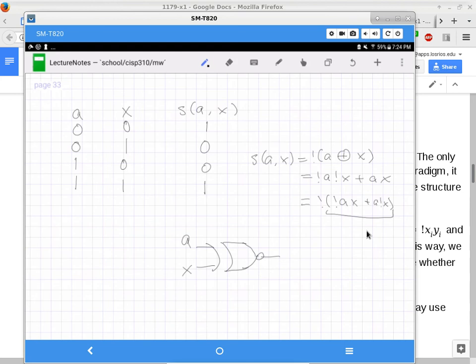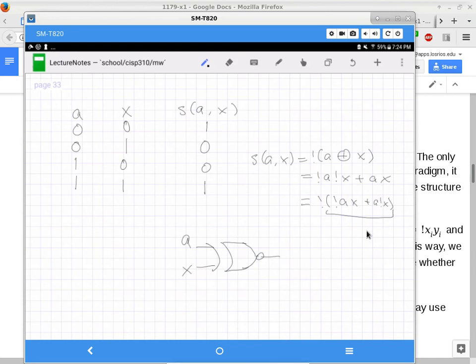If we use like three gates, for example, an AND, and they both feed into an exclusive OR, that would work too. As long as it works, it's fine.